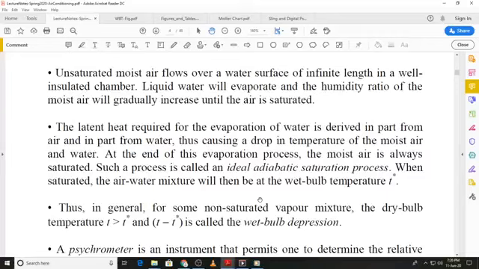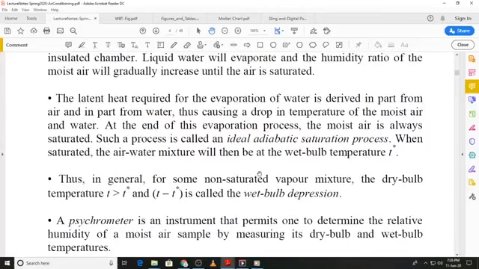The water, the temperature difference between the dry bulb temperature and the wet bulb temperature is known as the wet bulb depression. And from a knowledge of these two temperatures, it is possible to estimate the humidity ratio or relative humidity of the air sample which you are looking at. And that is why this is an important parameter in air conditioning.